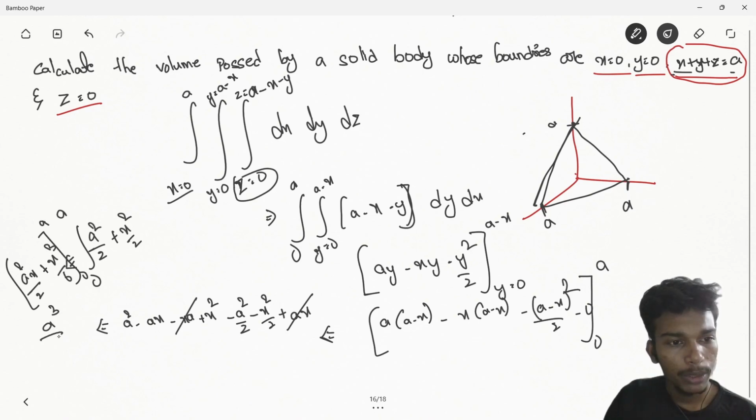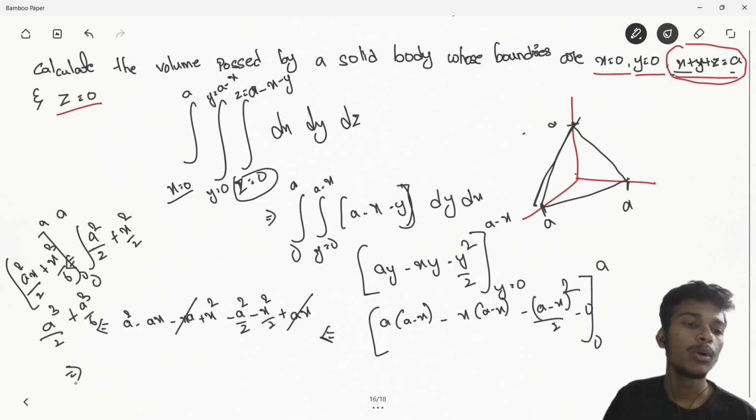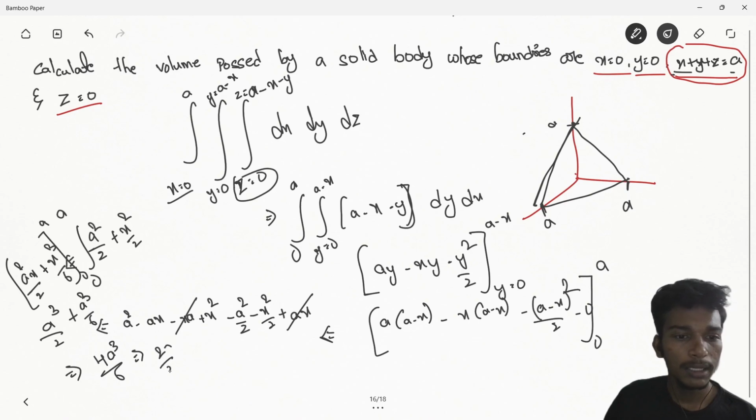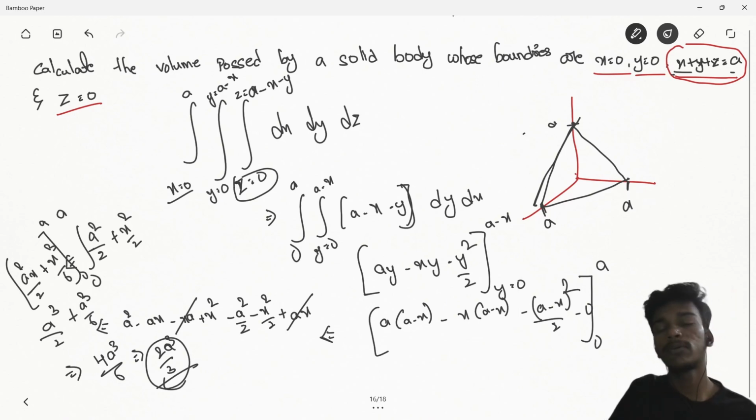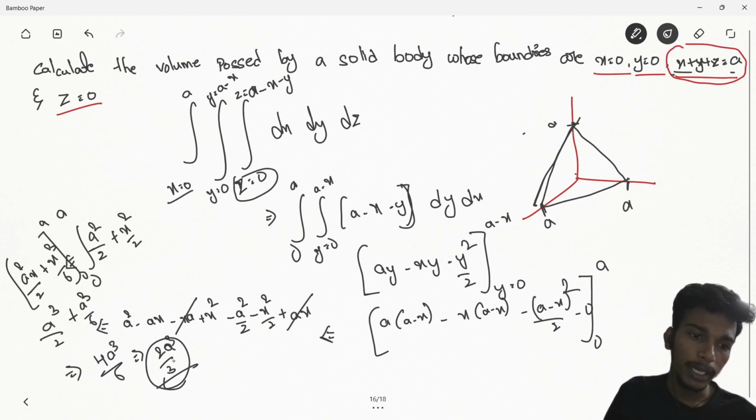a cube by 2 plus a cube by 6. Then I'm going to get the value of this particular integral as 4 a cube by 6, that means 2 by 3 a cube. This is the volume of the region formed by using the given boundary conditions. We found the volume of a particular space by using the given boundary conditions, and it turned out to be 2 by 3 a cube.